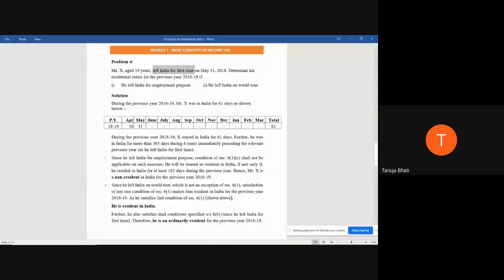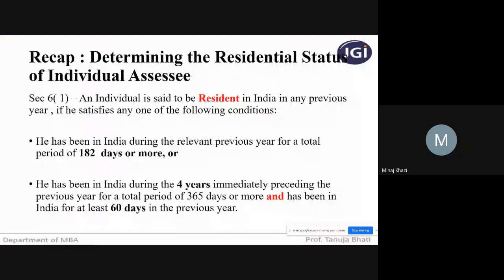Now you all tell me, students, he's leaving India for the first time in 2018. It means that before that he's always stayed in India. Now if he's always stayed in India, obviously in the 4 years, his stay in India is 365 days or more. Are you all getting me? Are you all understanding? Yes, ma'am.